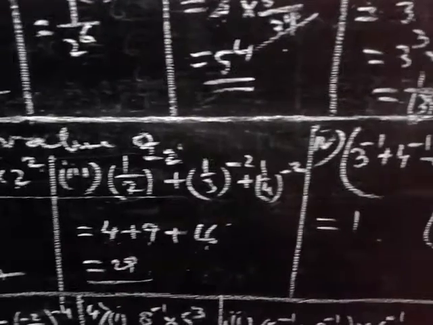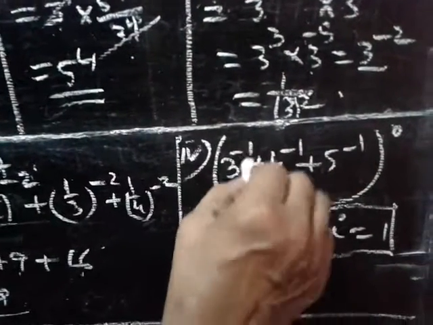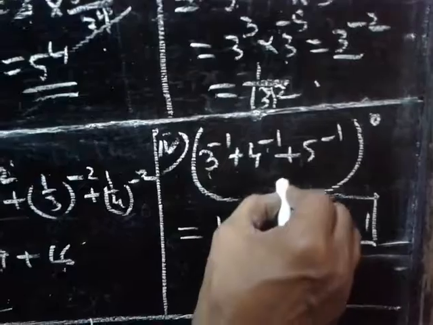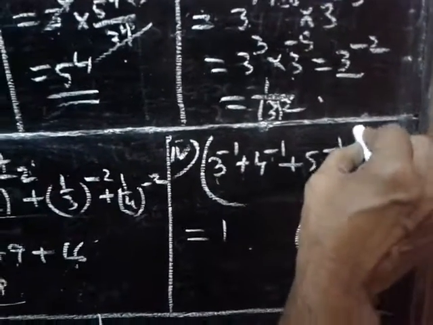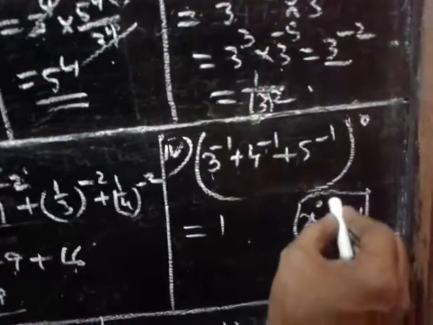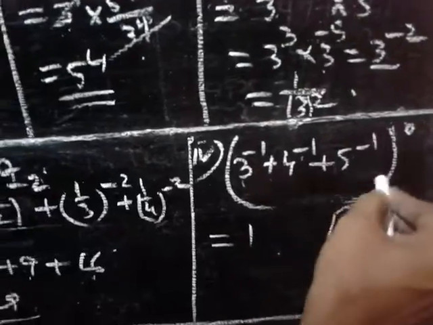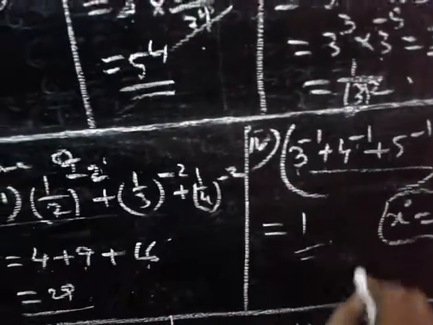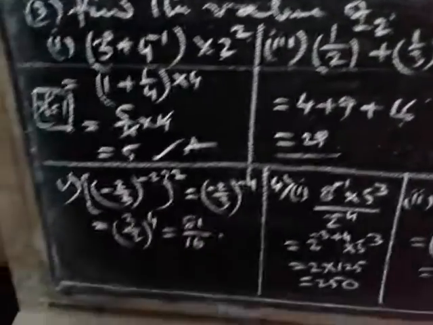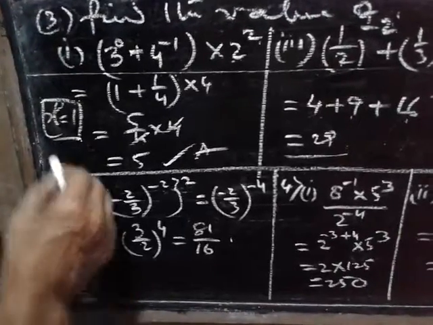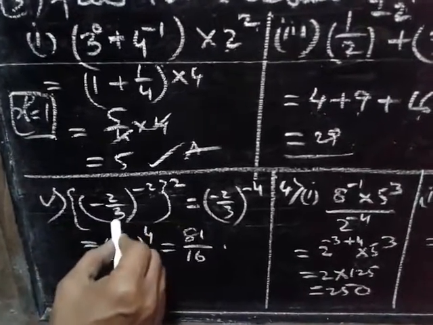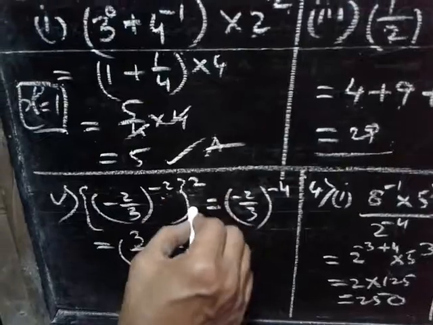And the total will be 29. Here see, 3 to the power minus 1 plus 4 to the power minus 1 plus 5 to the power minus 1, whole to the power 0. So something to the power 0 is 1, so directly you can also just put the value here, this is 1. Next one is number 5, minus 2 by 3 to the power minus 2 to the power 2.